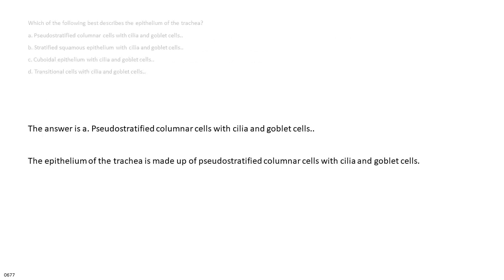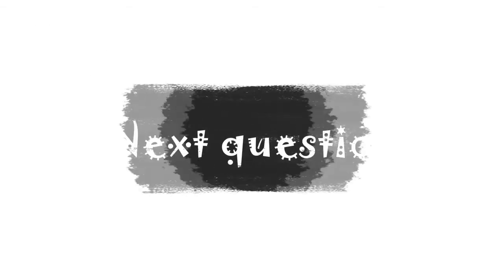The answer is A. Pseudostratified columnar cells with cilia and goblet cells. The epithelium of the trachea is made up of pseudostratified columnar cells with cilia and goblet cells.